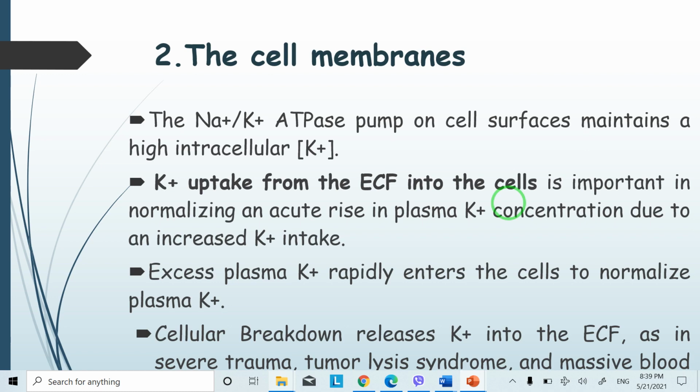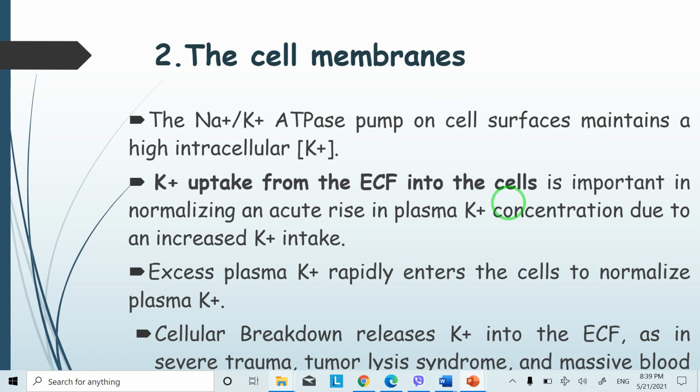If, for any cause, the plasma potassium increases, as a compensatory mechanism, the potassium will enter inside the cell to normalize the potassium. And if there is damage to the cell membrane, for example due to trauma or tumor lysis syndrome, whatever the cause, this will lead to release of the 98% of the potassium that is found inside the cell, and lead to an increase in the concentration in the extracellular fluid, which is normally 2%.